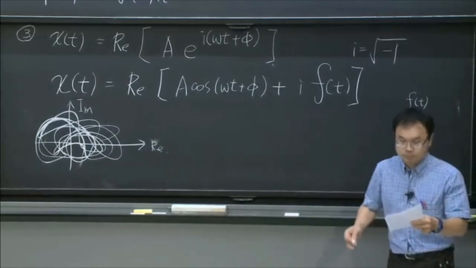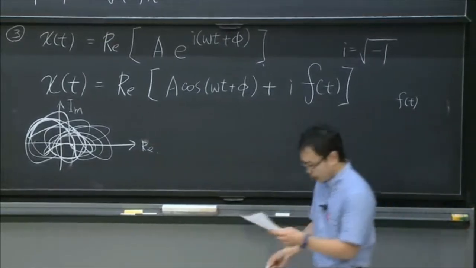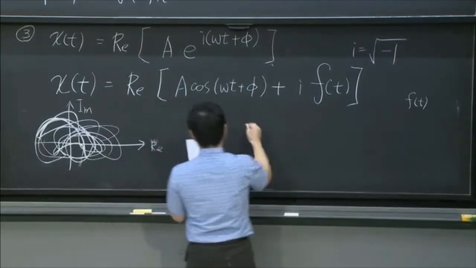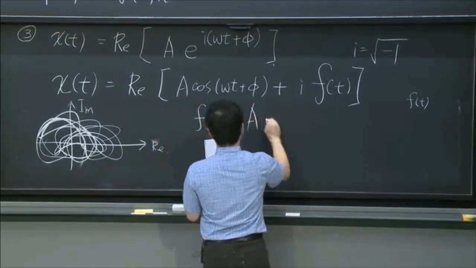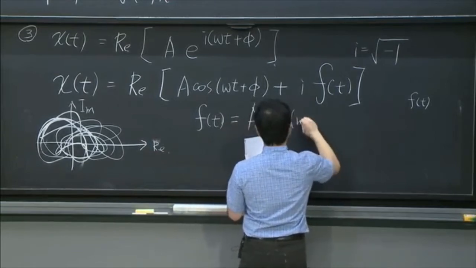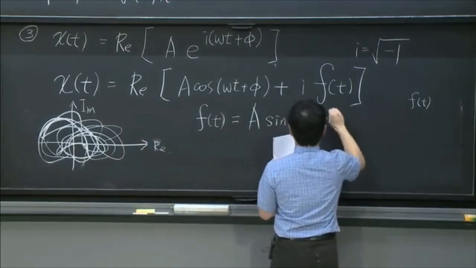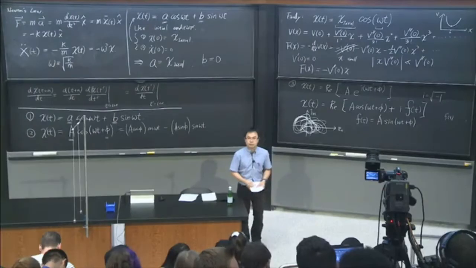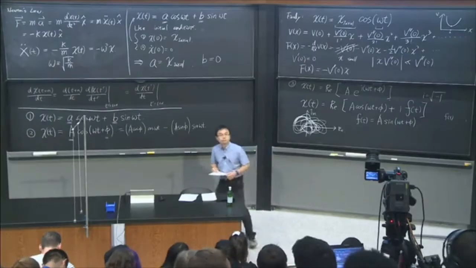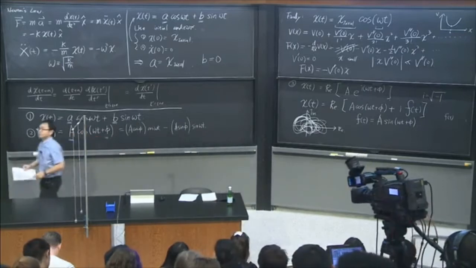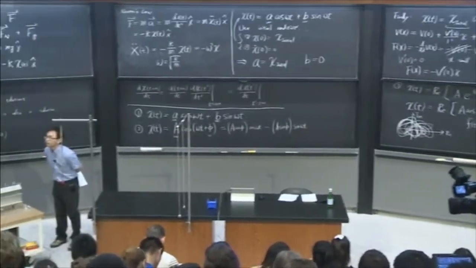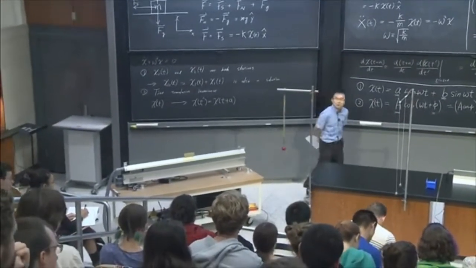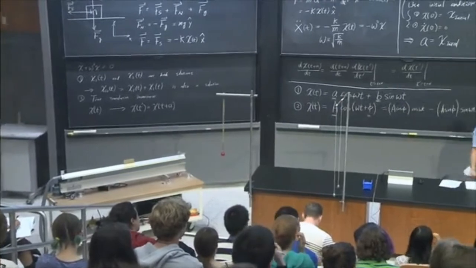But if you are smart enough, and I'm sure you are, if I choose f of t equal to A sine omega t plus phi, can anybody tell me what is going to happen? Okay. You go in a circle starting at the real axis to the right. It becomes a circle. Very good.